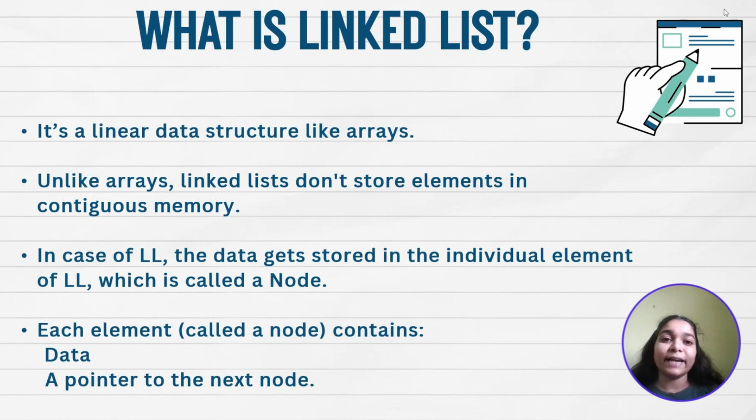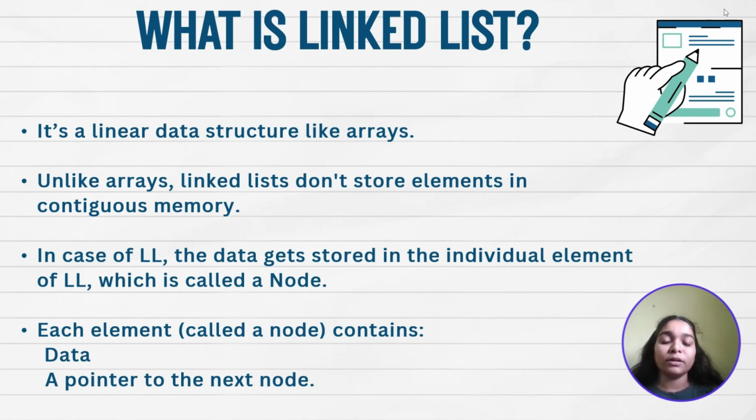Now, let's understand linked lists by taking a real life example. A linked list is like a chain of people holding hands together. Each person represents a node, and each node stores data and a reference to the next person in the line. So everyone knows who comes next, right?